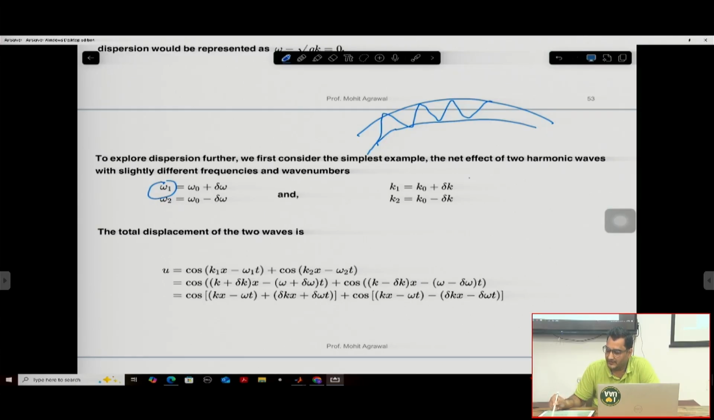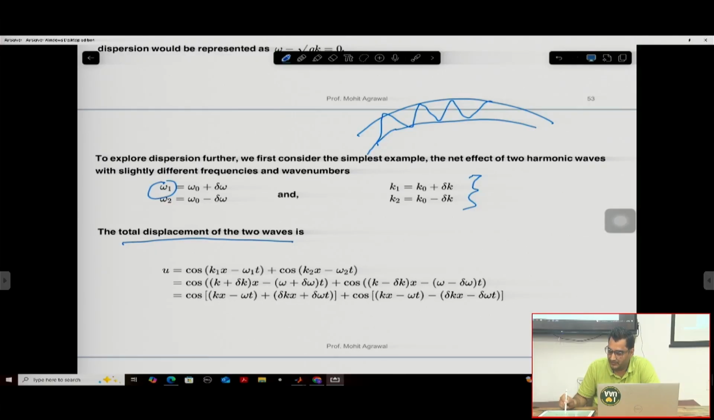Similarly, you can consider the wave numbers k1 and k2, k1 being k naught plus delta k, k2 being k naught minus delta k. So if you want to find the total displacement of these two harmonic waves, the total displacement is the summation of their individual displacements: cos(k1x minus omega 1t) plus cos(k2x minus omega 2t).